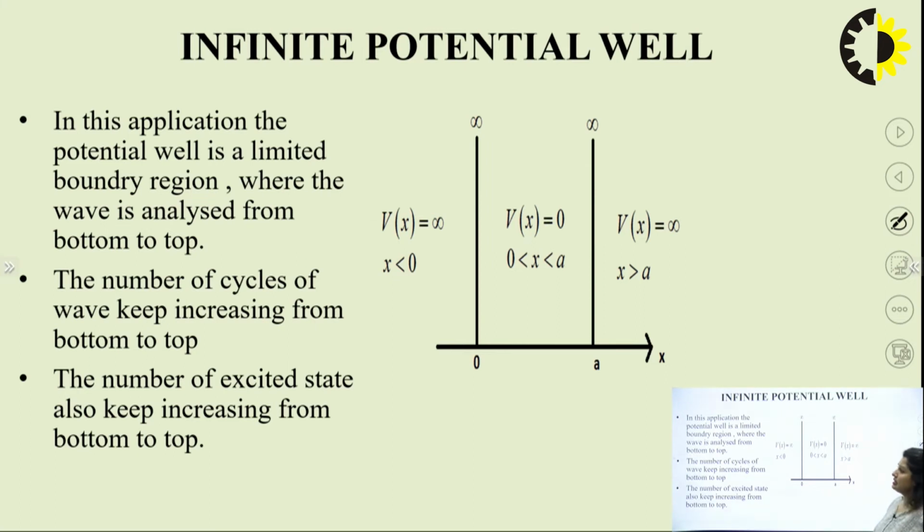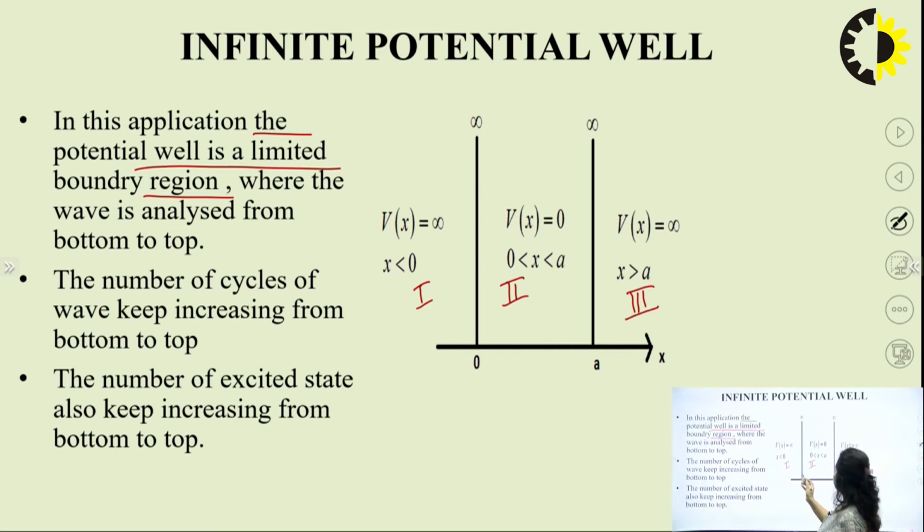The second application of the Schrodinger wave equation is the potential well. So it has another application as the infinite potential well. In this application, the potential well is limited to a boundary region. We can see from the figure there are three regions. The first region is this, the second region is this, and the third region is this. So we have three regions, from 0 to a.